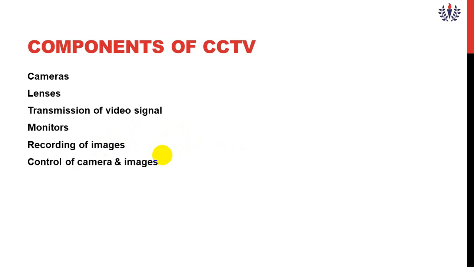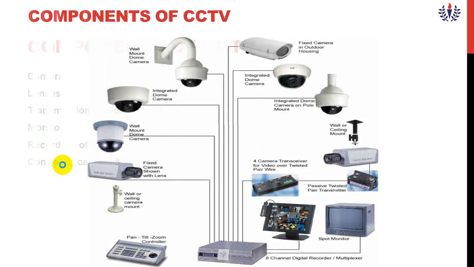What components are available in CCTV? There are six components. One is the camera. Second, the lens. Third, transmission of video signal. Fourth, monitor. Fifth, recording of images. Sixth, control of camera and images. So there are six components: camera, lenses, transmission of video signal, monitor, recording of images, and control of camera and images. These are the components of CCTV.